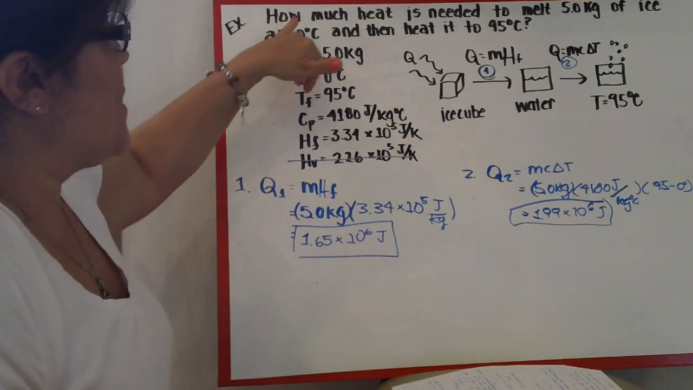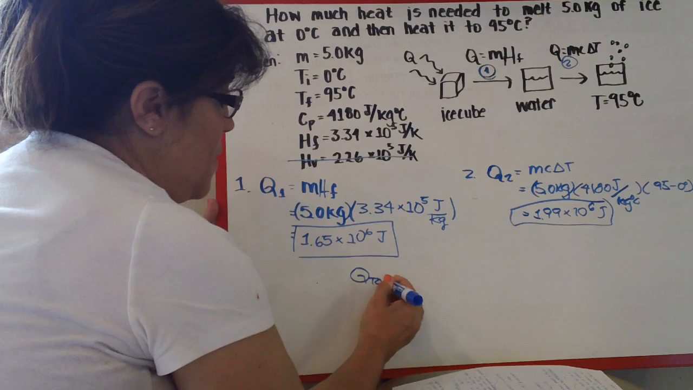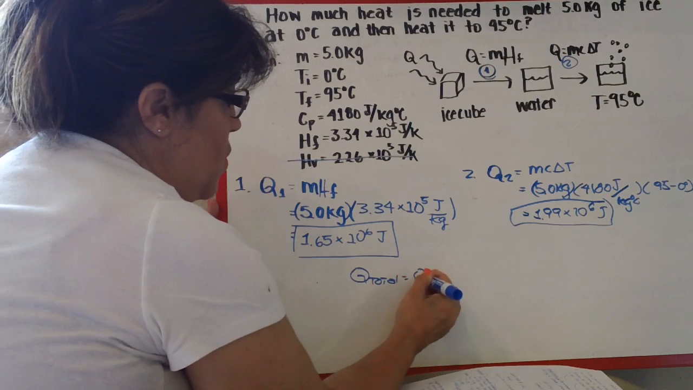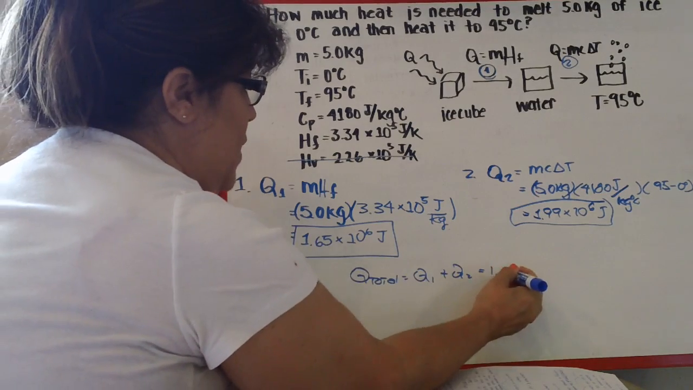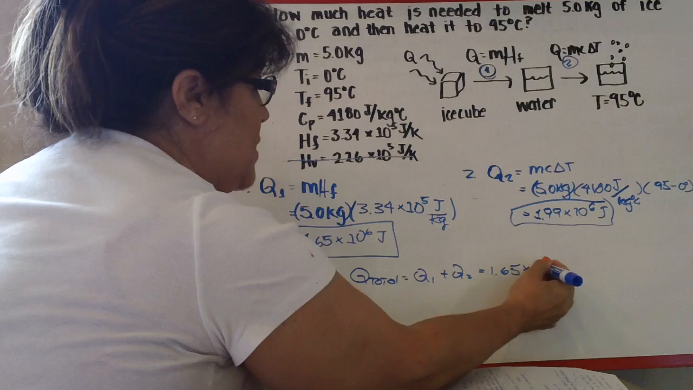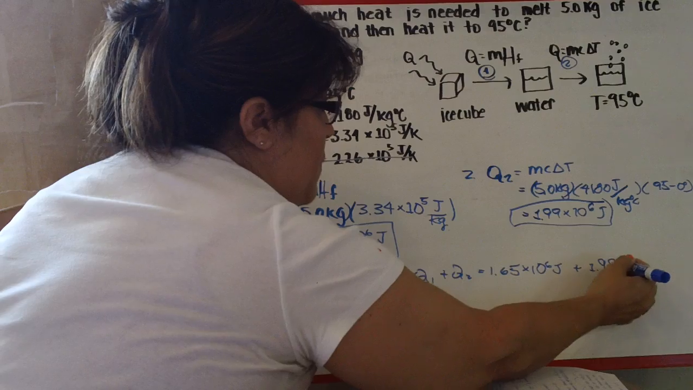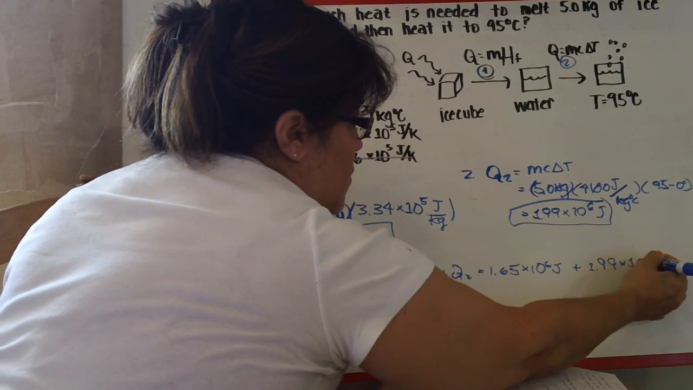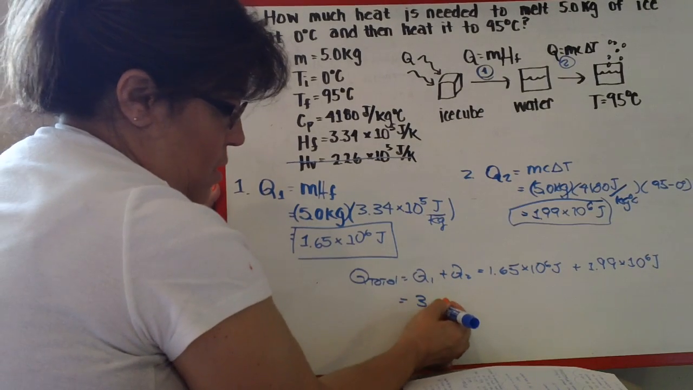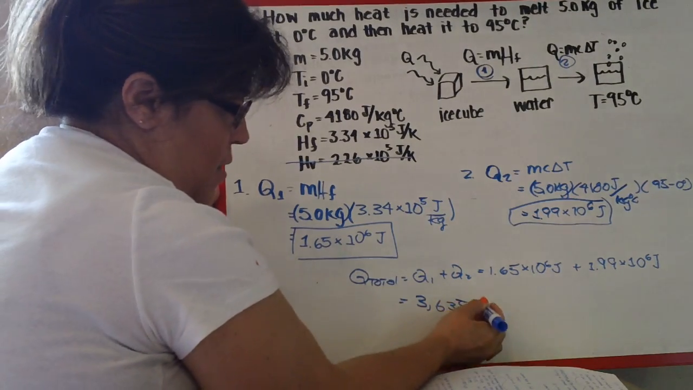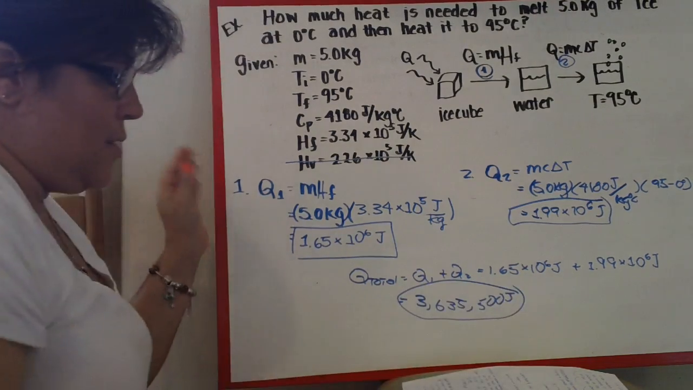Now the question is asking how much heat is needed to do both. Well, our total Q is just going to be Q1 plus Q2. So we can have 1.65 times 10 to the 6 joules plus 1.99 times 10 to the 6 joules. So the total is 3,635,500 joules. So that is your total answer.